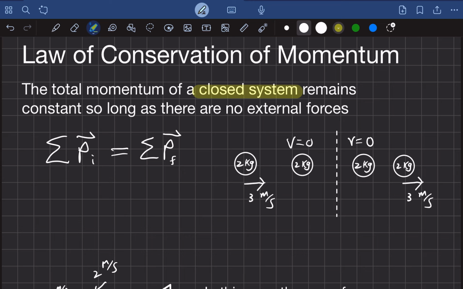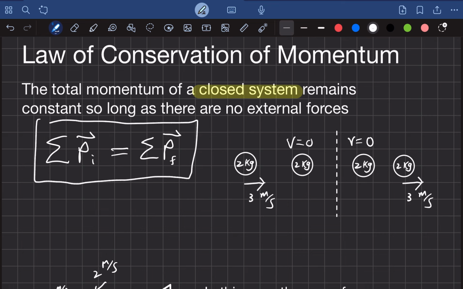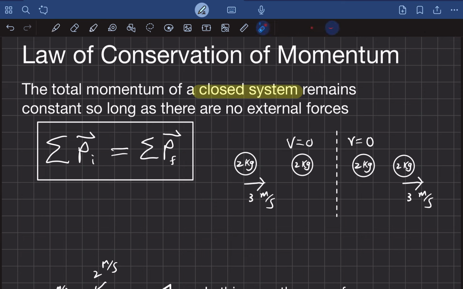So in a closed system, the total momentum remains constant, so that means it does not change, so long as there are no external forces. You can have internal forces, but you can't have any external forces. Mathematically, what this is saying is that the sum of all momenta initially, that's what the sigma there represents, equals the sum of all momenta final.